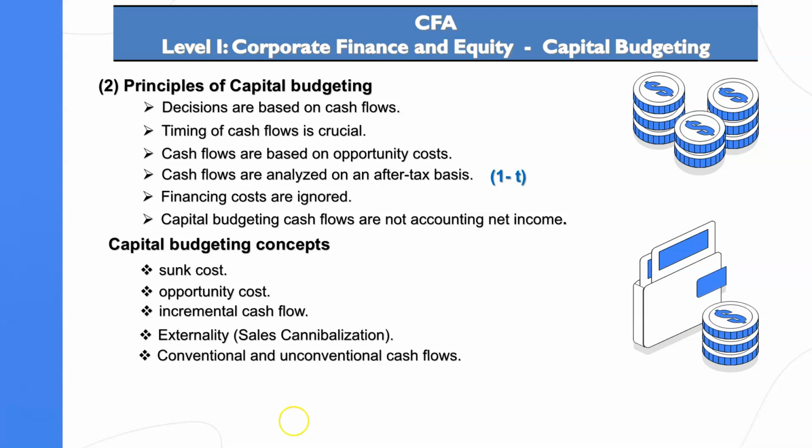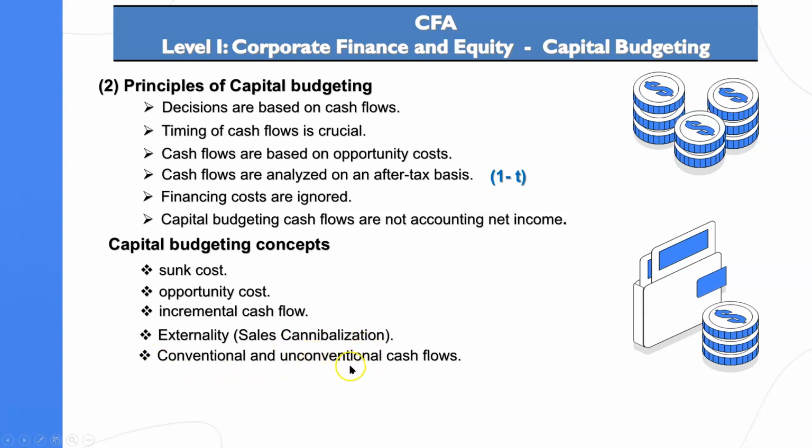Conventional and unconventional cash flows. Conventional cash flows is normally in the first year you pay a huge amount to acquire the asset. In the second year, third, fourth, all the subsequent years, you get cash inflow only. This is the conventional one.